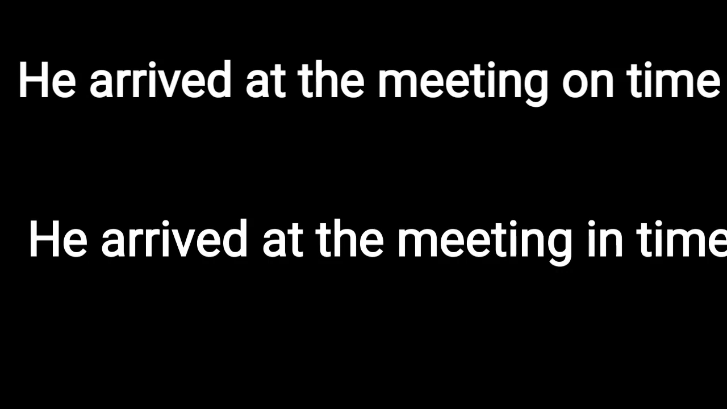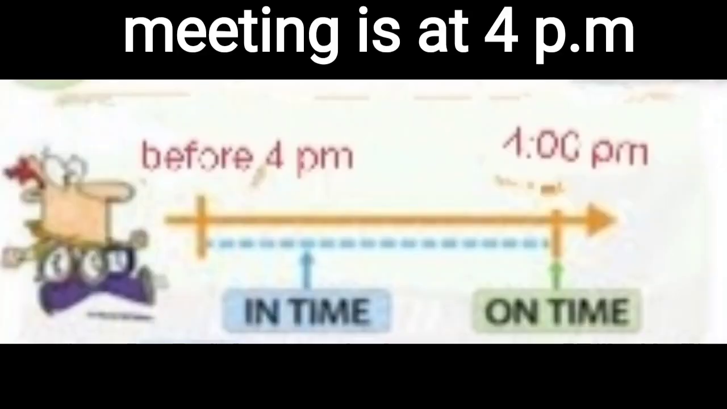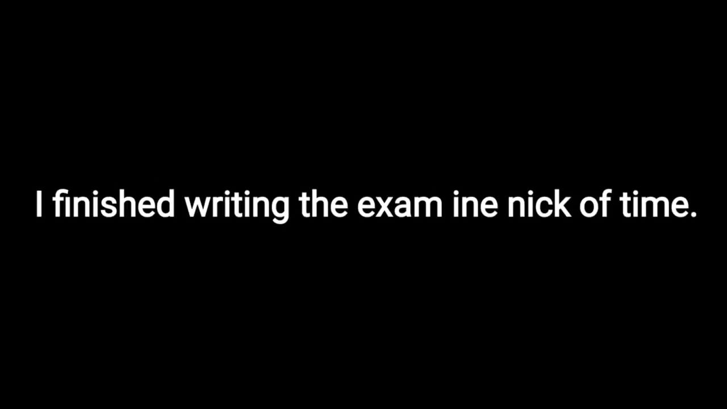On time means that the event happened at the planned time, and in time means the event happened before the planned time. So if the meeting is supposed to be at 4 and if you arrive at 4, then you are on time, and if you arrive before 4, then you are in time. We often say just in time. It means something happened before the deadline, before it's too late. Example, thank God I got the bus just in time. We also say in the nick of time. It means the same. It means just in time. I finished writing the exam in the nick of time.